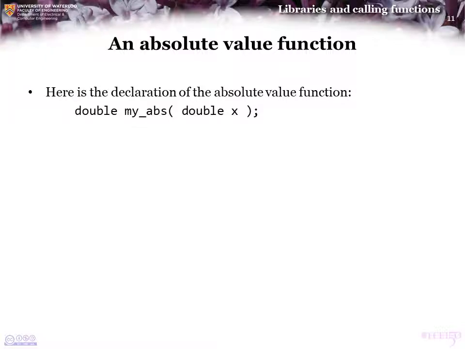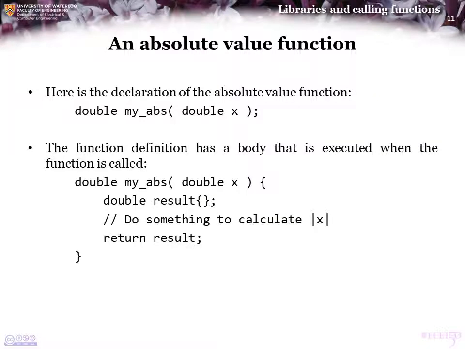Let's look at another example. Here's the declaration of the absolute value function. I'm going to be authoring this, so I will call this my abs. That is my absolute value function, not my abdominal muscles. So here is the function definition. In this function, we will have a local variable result. We will do something to calculate the absolute value of x and assign that to the local variable result, and then we will return that value.